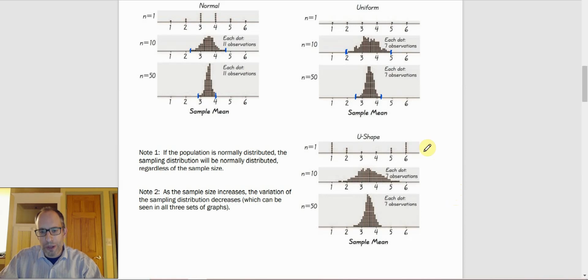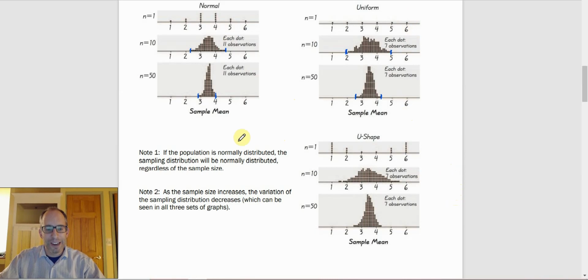So with the U shape and the uniform, both of those are symmetric to start off with, so you would get to the bell shape faster than you would with that other example on the first page where we started off with something that was heavily skewed, but you wouldn't be there right away. With the normal, you get there immediately.